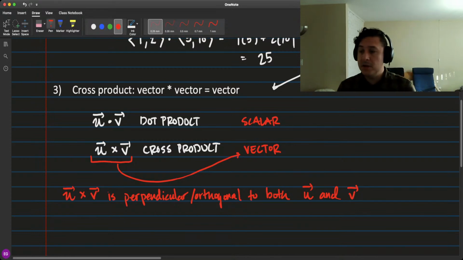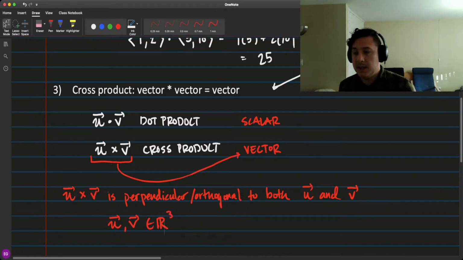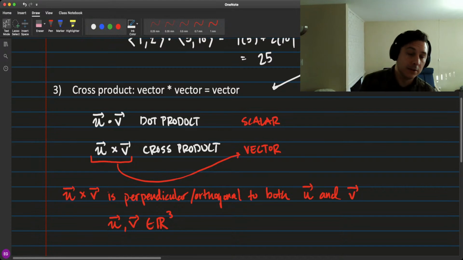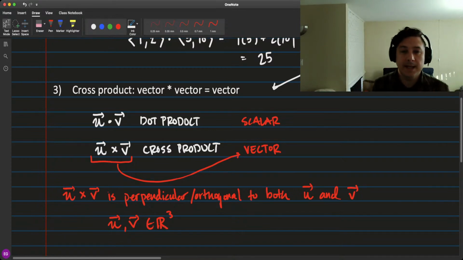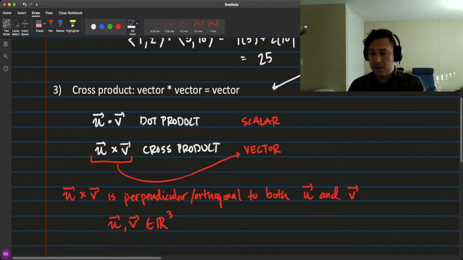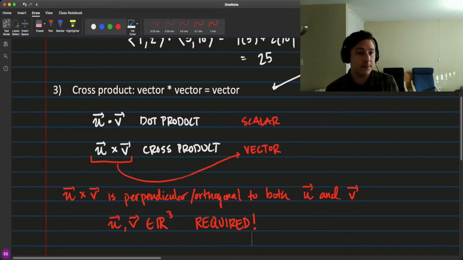Okay, and the cross product only works with vectors in R3. The dot product, you can do it with vectors in R2. You can also do it with vectors in R3. The cross product is special. It only works for three-dimensional vectors. You can't take the cross product of two-dimensional vectors. Dot product can be any sort of vector. Cross product has to be three-dimensional vectors.